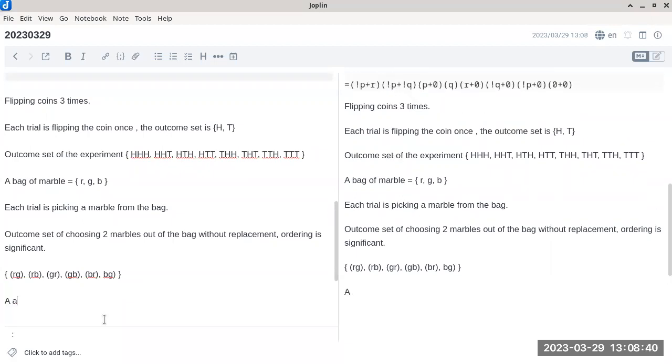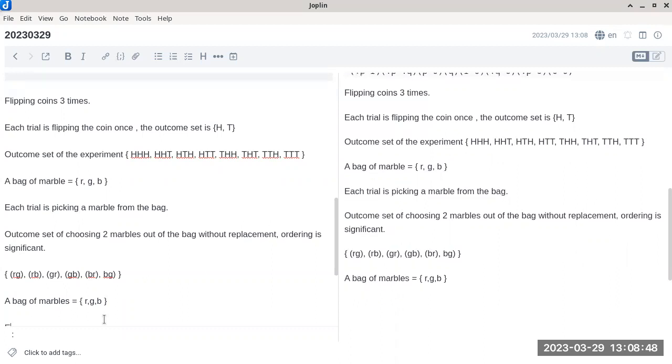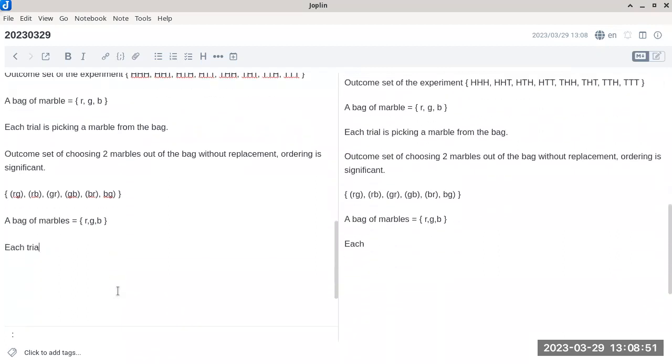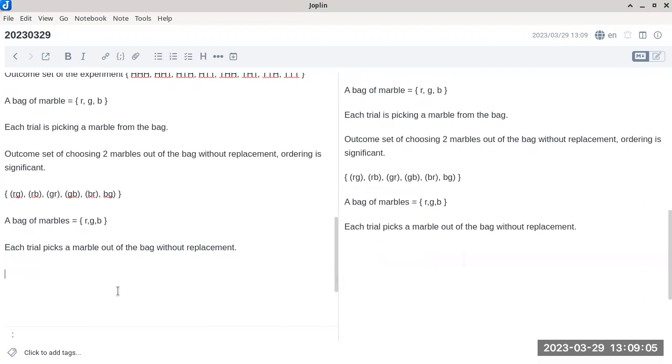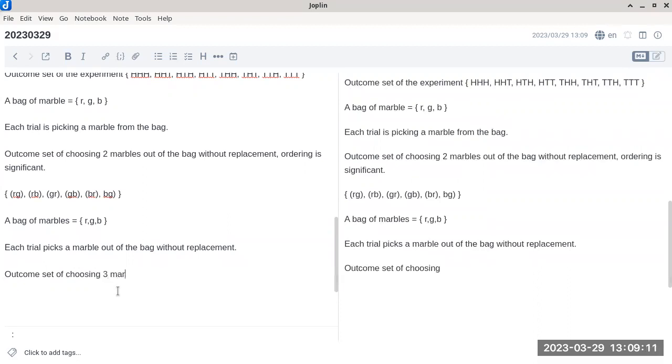So once again, we have a bag of marbles. So once again, we have RGB, red, green, blue marbles. And once again, each trial picks a marble out of the bag without replacement. Okay, so it sounds like we have the same thing here. And this time, I want to look at the outcome set of choosing 3 marbles out of the bag without replacement. That's kind of redundant. We said that already. But this time ordering is not important.